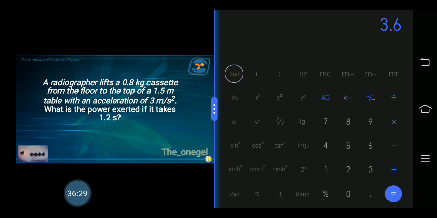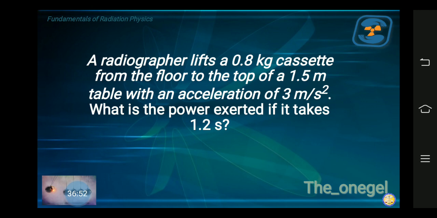Now we will find the power. Power is work over time. So 3.6 divided by 1.2. For this problem, our power is 3. Again, what is the unit? Very good, 3 watts.